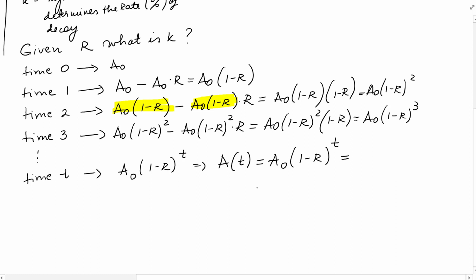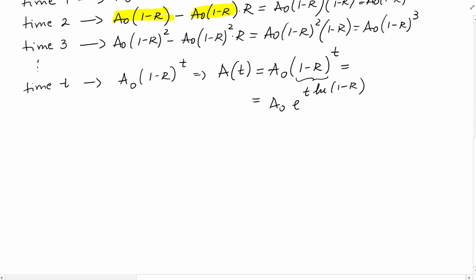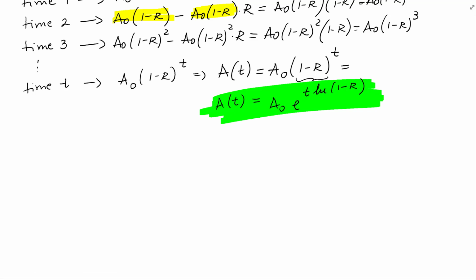But this one we can transform into base e like we did before. So it's A0 e to the t ln of 1 minus r. So A of t is this one, and in other words, k is equal to ln of 1 minus r. So when the growth rate or the decay rate is given, we can calculate k and then replace it into the function. I hope this helps.